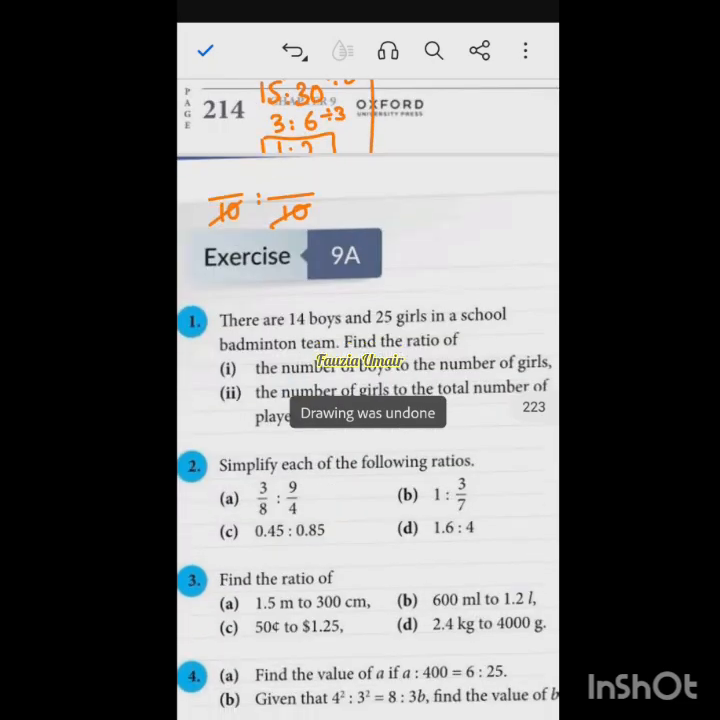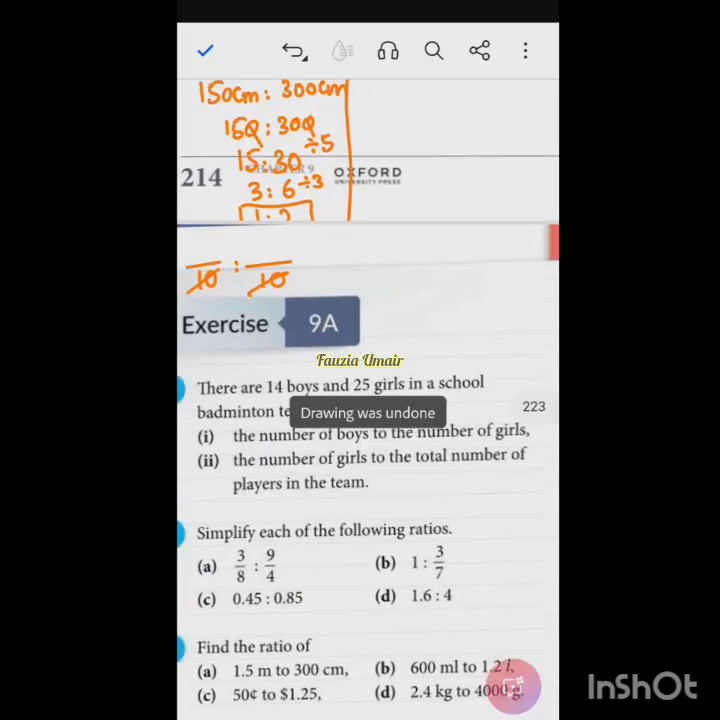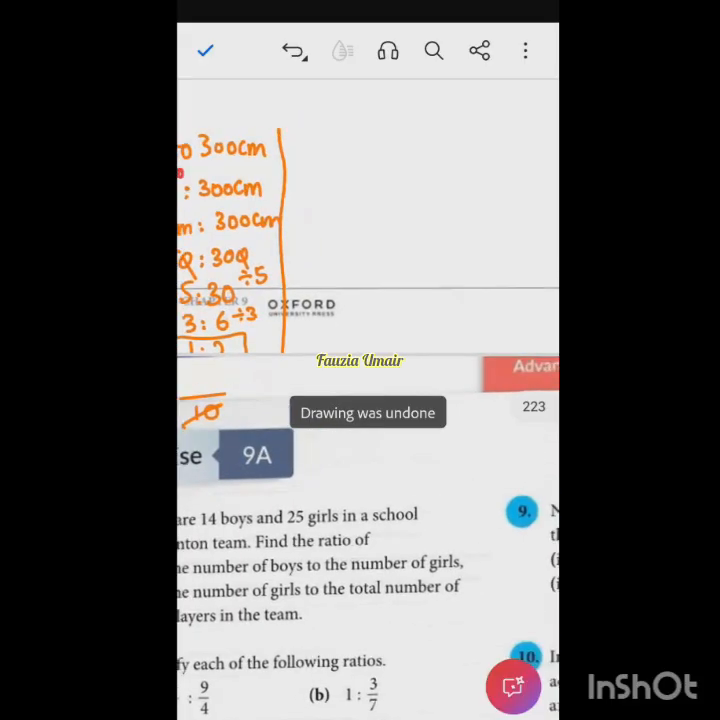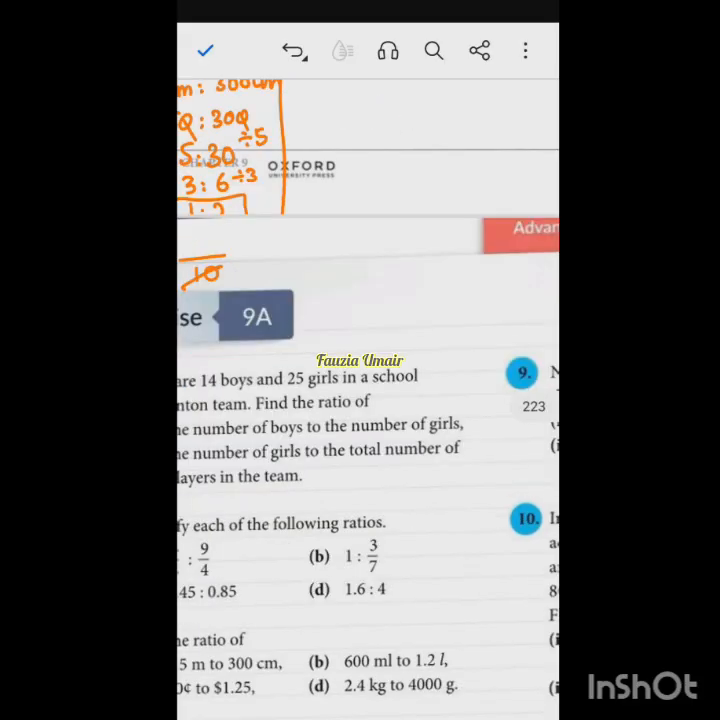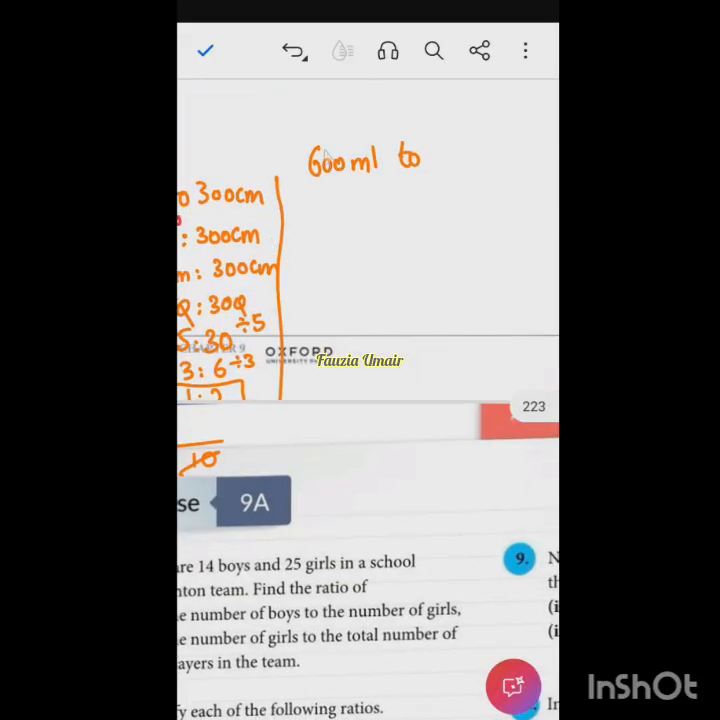So now comes the B part. 600 ml to 1.2 liters. So we will solve it here. 600 ml to how much? 1.2 liters. First of all we will write it down: 600 ml ratio 1.2 liters. So we should go in which unit? In the smaller unit, which is milliliter, right?